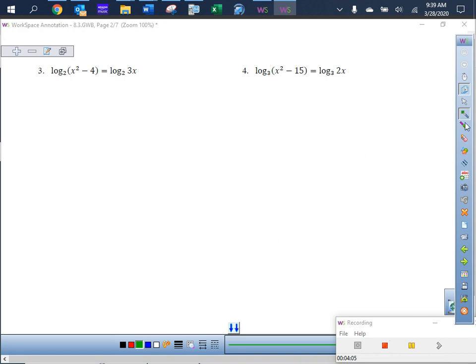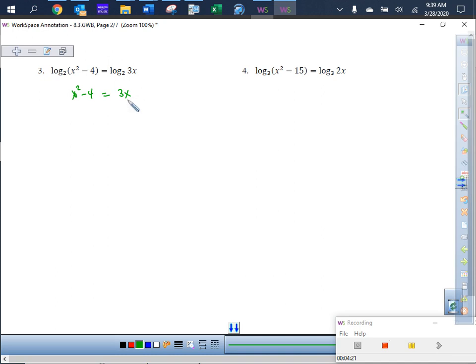Does every term have a log with it? Yes. So we can set the arguments equal to each other. There was no need to condense either. It was log equals log. And yay! Welcome back. Quadratic equation.